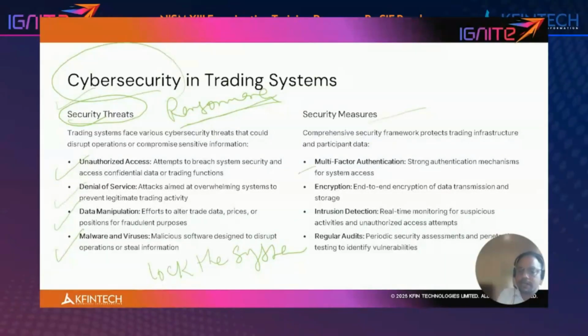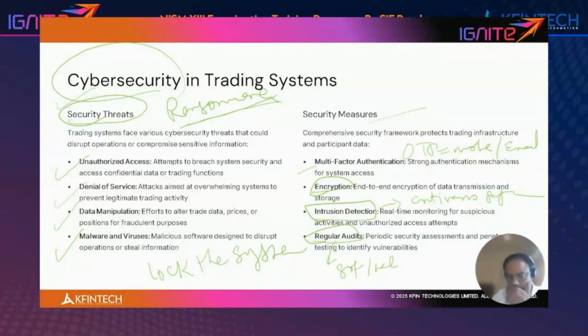So these are the threats and these are the measures. Multi-factor authentication, that means you get an OTP on your mobile as well as your email. So it's multi-factor, so it's very difficult to hack. High-end encryption detection, that means good antivirus software. And regular audits, basically whoever is using the software and hardware, what are the versions, is it patch controlled, is it protected, and all those things.